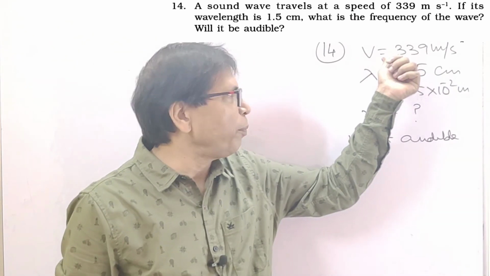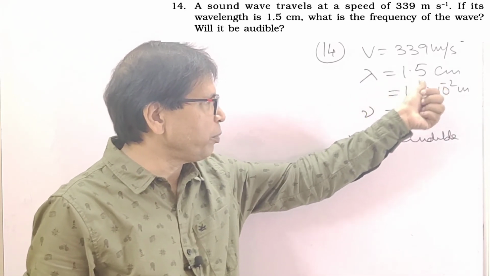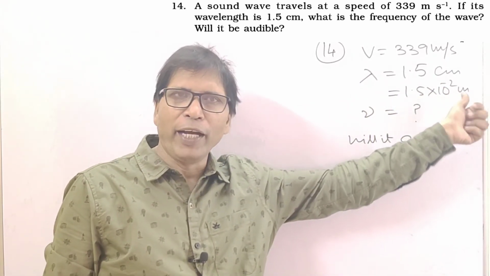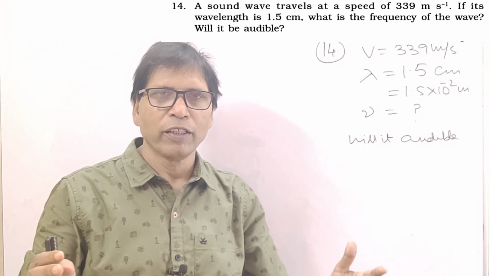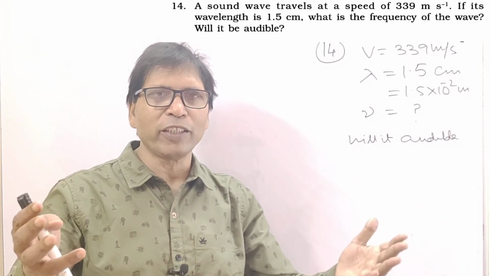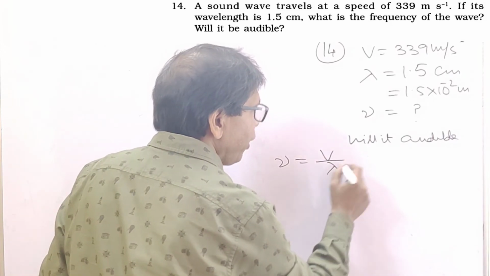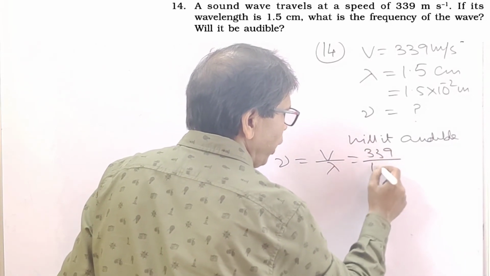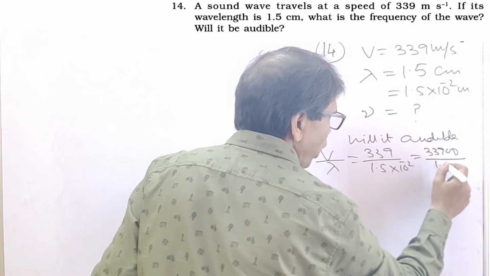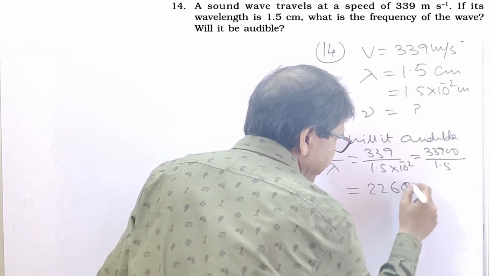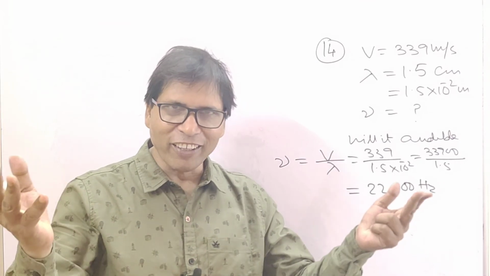Okay, understood? Look at this, the velocity of a sound wave is 339 meter per second and its wavelength is 1.5 centimeter, that is 1.5 into 10 to the power minus 2 meter. We have to calculate the frequency. We also have to calculate, will the sound be audible? Here nu is equal to v by lambda, v is 339 divided by 1.5 into 10 to the power minus 2. So this is 33900 divided by 1.5, which is 22600 Hz. This is more than 20 kilohertz, so this sound is not audible.